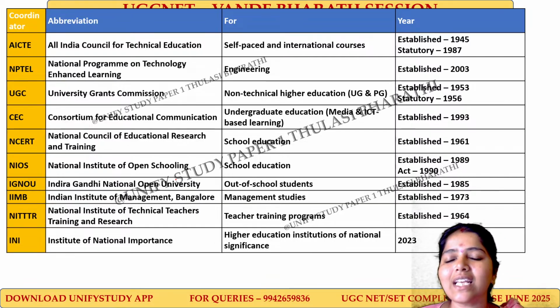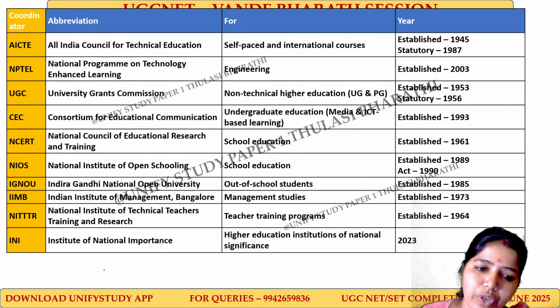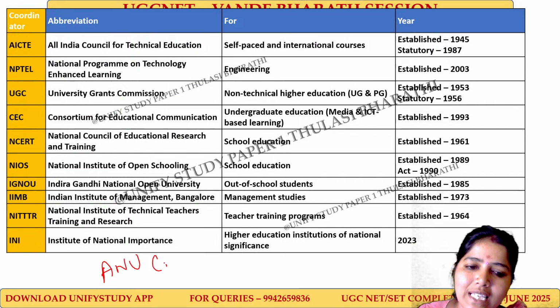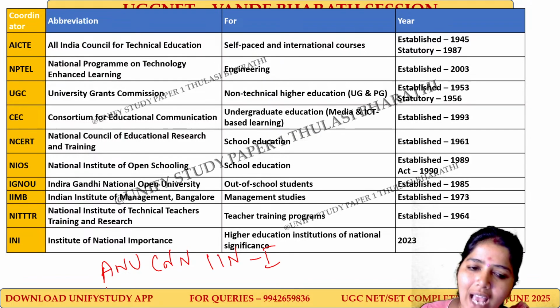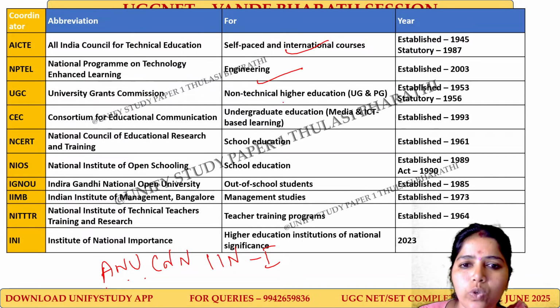So AICTE was established in 1945 and it got statutory status in 1987. I have given a mnemonic to remember: ANU, CNN, I. What is ANU? It is AICTE, the next one is NPTEL, and then UGC. They give courses for self-paced learning and international courses. NPTEL is for engineering courses, UGC for non-technical higher education courses, CEC for undergraduate courses.